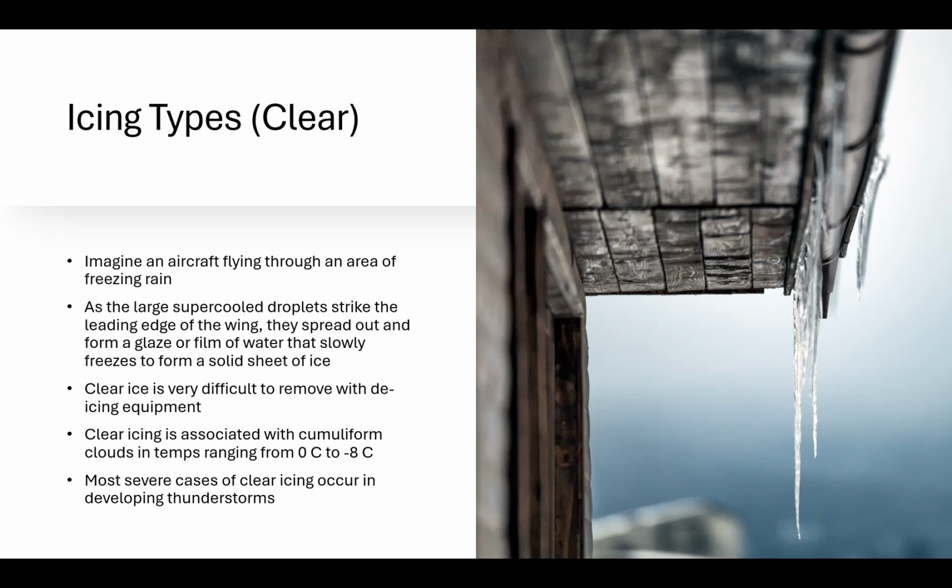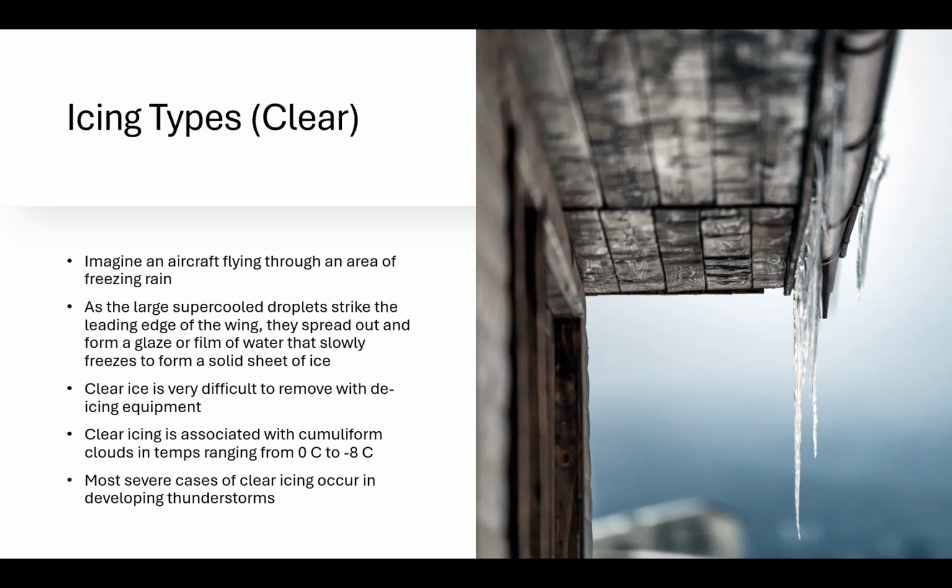freezing rain. As these large supercooled droplets strike that leading edge of the wing, they spread out and form a glaze. So we're talking a glaze or a film of water that slowly freezes to form a solid sheet of ice. That's clear ice. It's very difficult to remove with de-icing equipment.